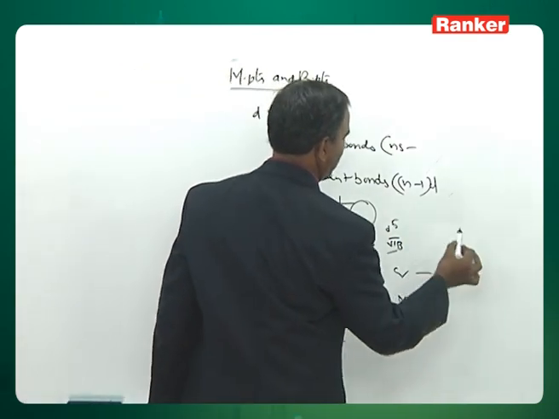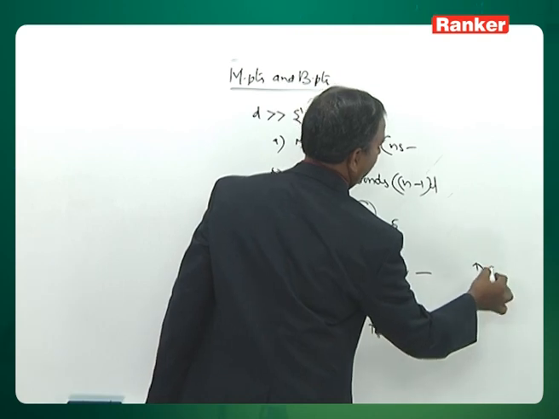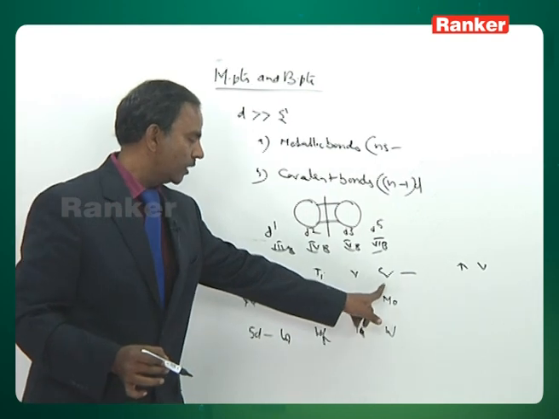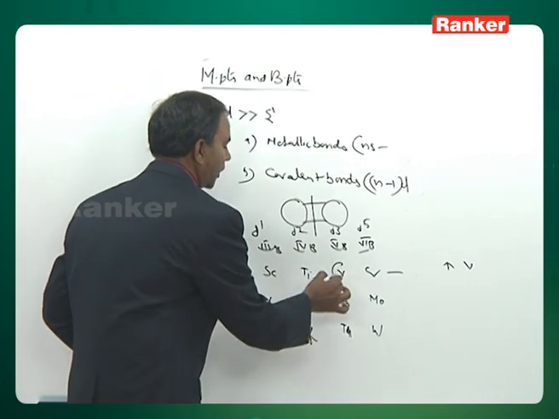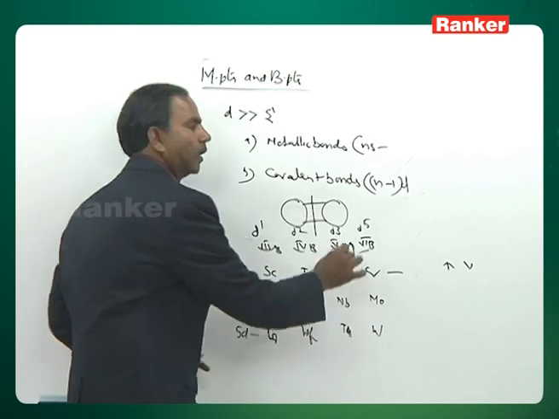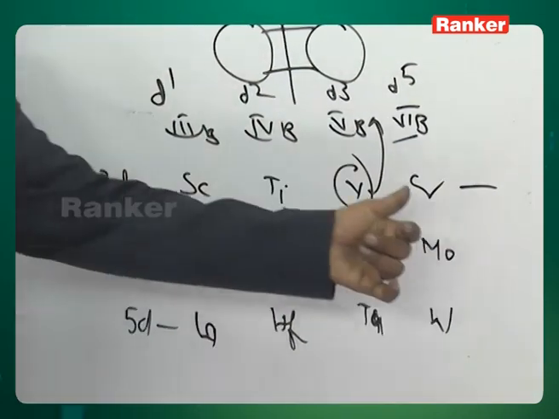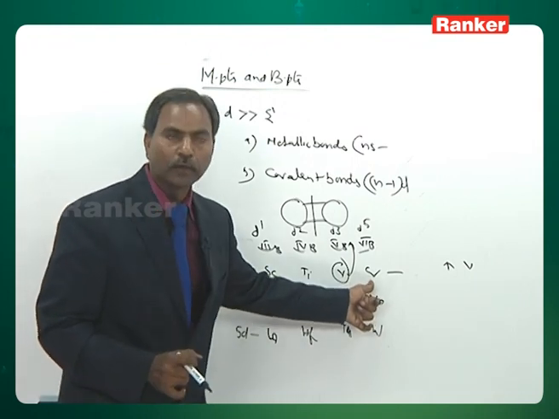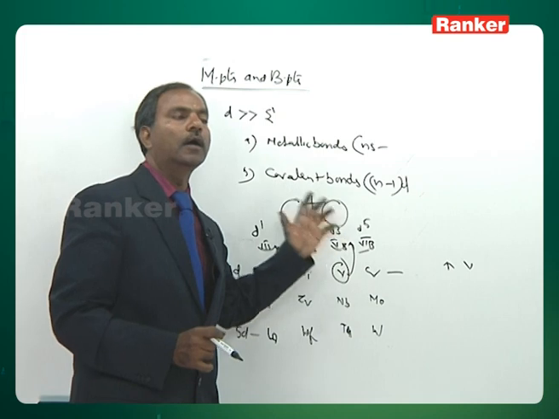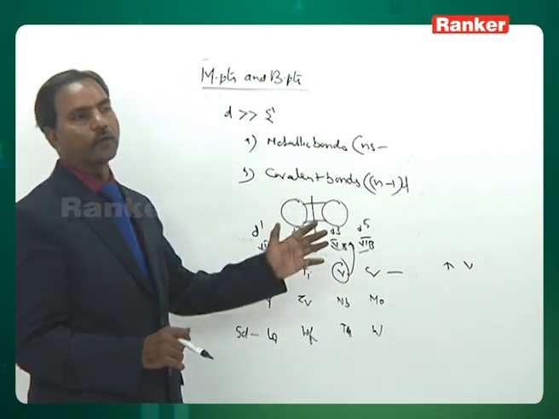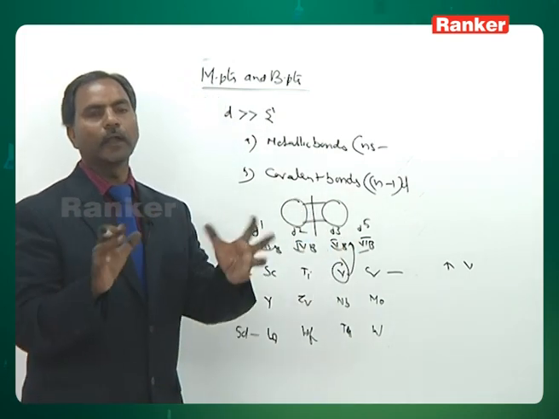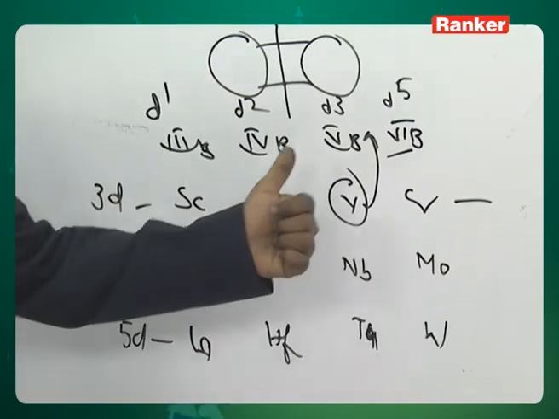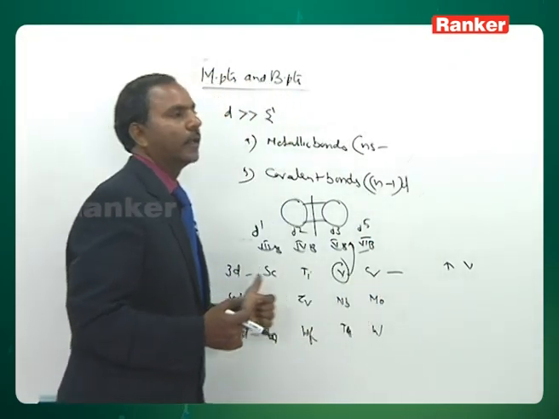Therefore, in the 3D series, the highest melting point we would expect for chromium, but surprisingly it is not seen in chromium. Vanadium is exhibiting the highest melting point among 3D. Why? Melting and boiling points are not only dependent on the number of unpaired electrons, but also on the nature of the metallic lattice. Therefore, vanadium has a typical metallic lattice, and because of it, it has the highest melting point among the 3D series of elements.